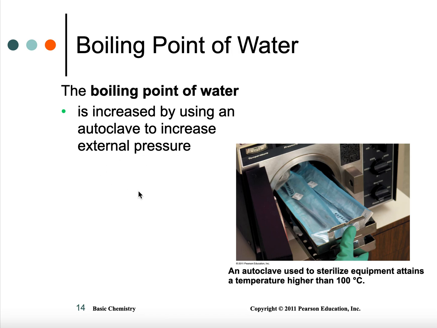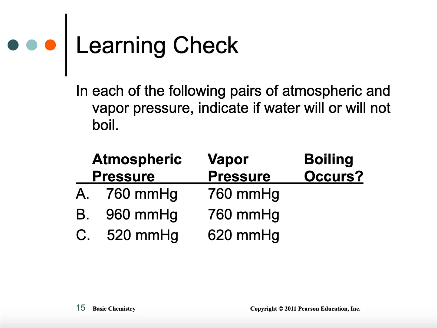So if you pressurize something, if you make a pressure chamber, then you can increase the temperature at which water boils. The temperature of the boiling water would be higher. So if you need it to be hot enough to, say, sterilize surgical equipment, you want to put it in an autoclave, which is essentially a pressure cooker to clean things.